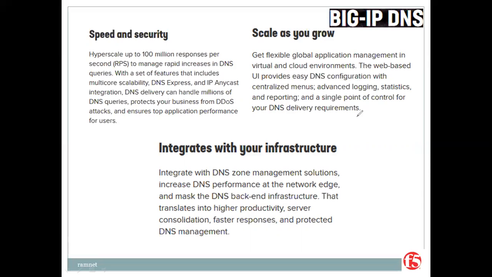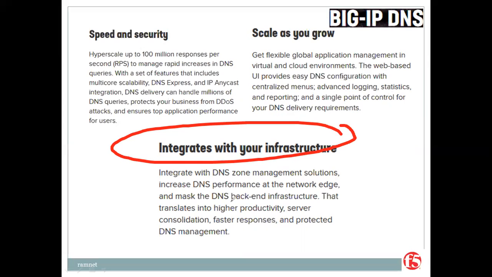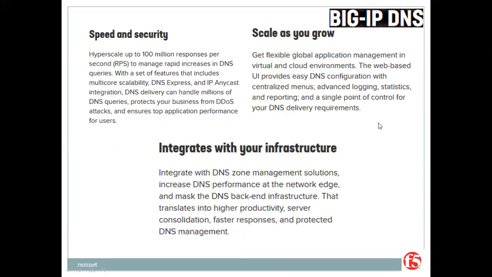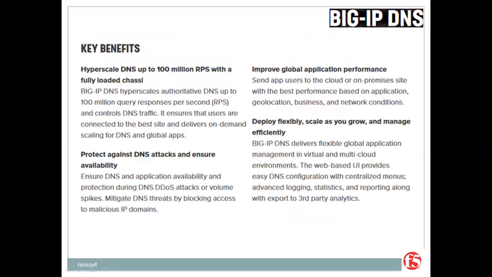And the scale as you grow model, when the DNS delivery requirements keep getting more and more, so we can go with centralized menus, advanced logging, statistics and reporting and everything. Single point of control is there, and it integrates with your infrastructure. DNS zone management solutions, high productivity, faster responses, protected DNS management. These are all there. Okay. Next one, key benefits. Hyperscale DNS up to 100 million RPS, protect DNS against attack and availability, improve global application performance, deploy with flexibility, scale as you grow and manage efficiency.